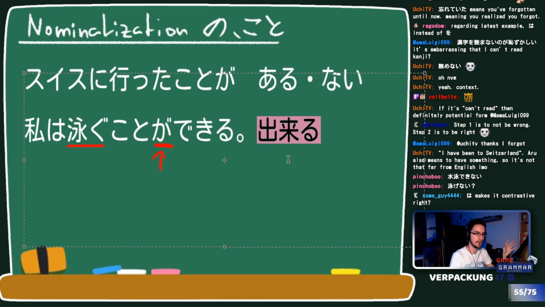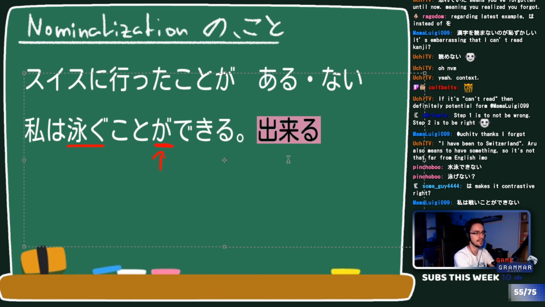It would go way beyond the scope to talk about wa versus ga again here, because we would have to do it every time, since wa and ga show up in almost every example sentence. It's not realistic. So those are the kanji. You're not going to see them that much. Watashi wa oyogu koto ga dekiru now means I can swim, right? So anything that you can think of, koto ga dekiru means I can do it. Koto ga dekinai means I cannot do it.